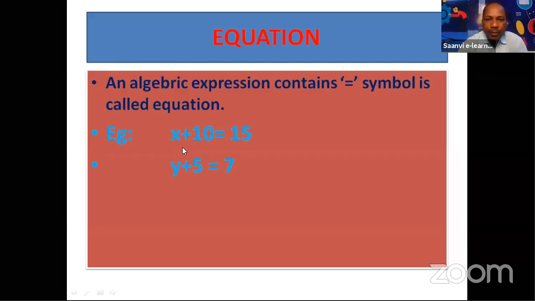So here x plus 10 is equal to 15. Okay, see here, an algebraic expression containing the equal symbol, so it is an equation. y plus 5 is equal to 7. Here also the equal symbol is there, so it is an equation. Like this, an algebraic expression containing the equal symbol is called an equation. Okay, now come to our topic.